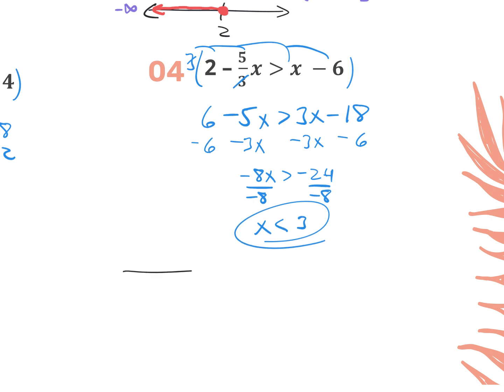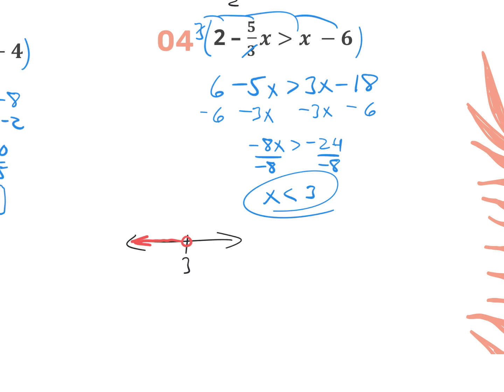And now to graph it, we're going to have a point at 3. Here, it's a strict inequality, so we're going to have an open circle. And we want numbers that are less than 3, so we're going in this direction. We're going to the left. All right, so there's our graph.